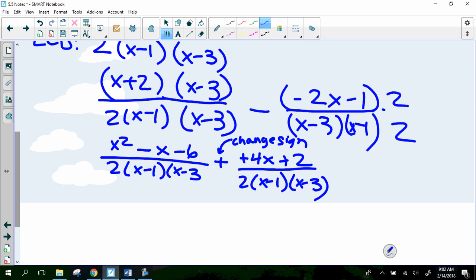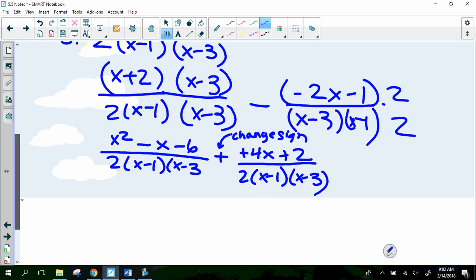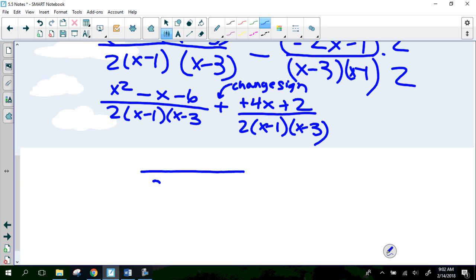Now we're going to combine our like terms and put it all in one fraction. So we have 2 over x minus 1, x minus 3. And then I have an x squared, I have a minus x and a plus 4x. So that's a plus 3x, and a minus 6 plus 2.